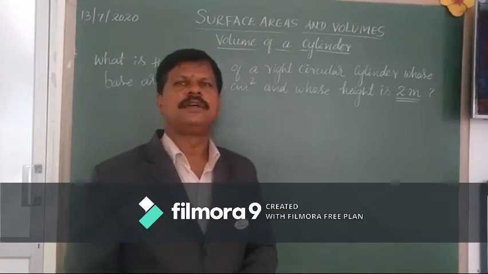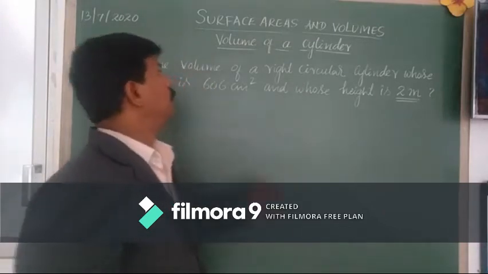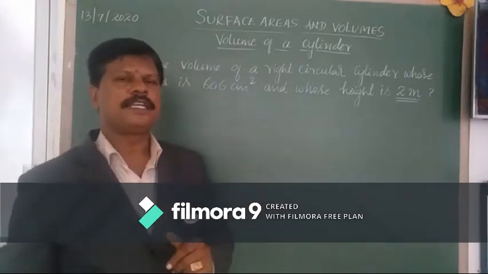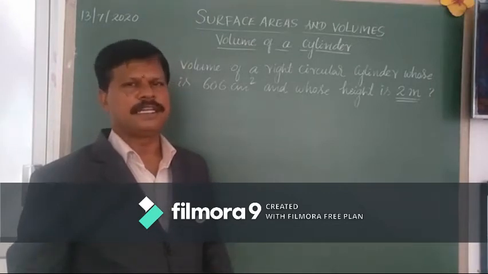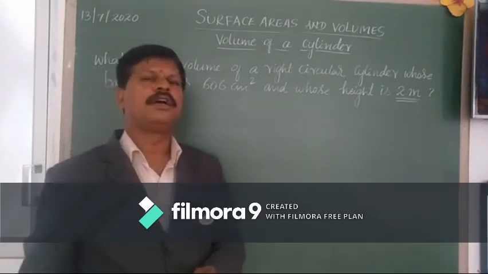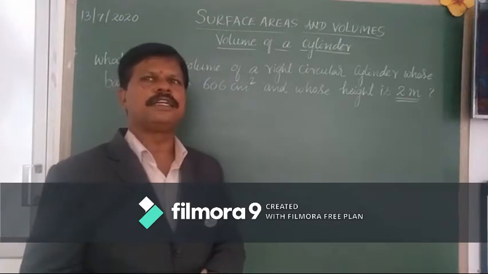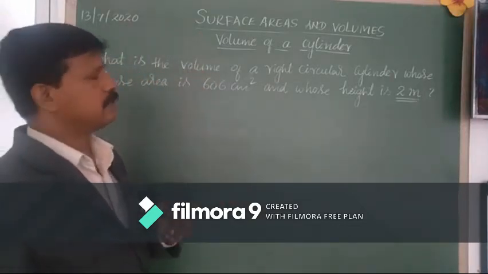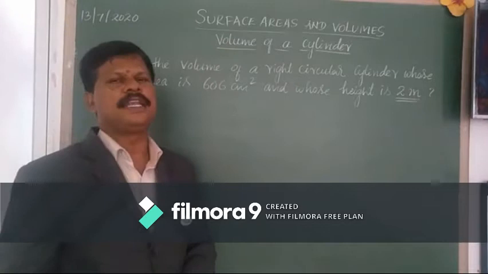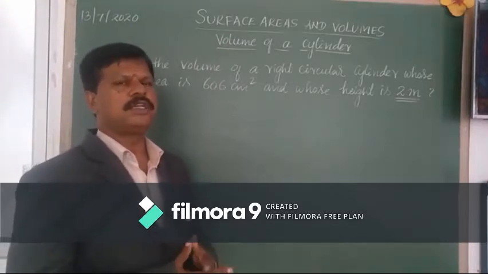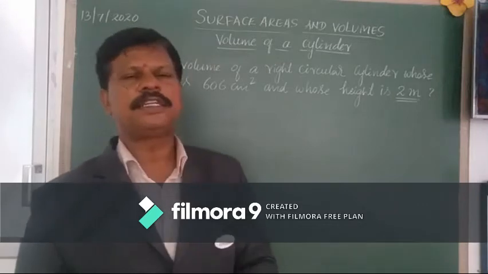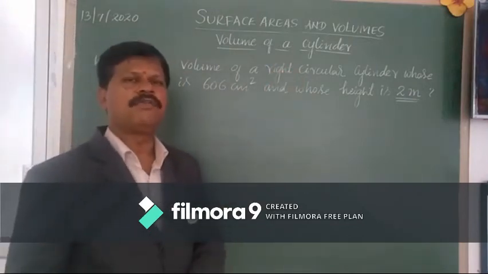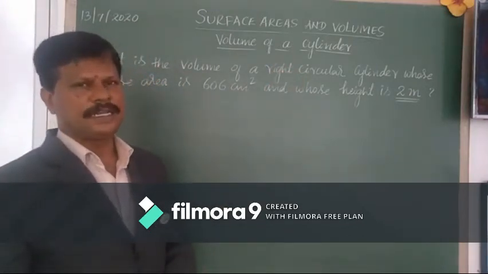In the previous class, we learned the surface areas of a cylinder, right? Total surface area, curved surface area of a cylinder, and you solved so many problems and also attended a test on that. Now, today's session is the volume of a cylinder. We will find the volume of a right circular cylinder using the formula. Let us take examples for the volume of a cylinder.